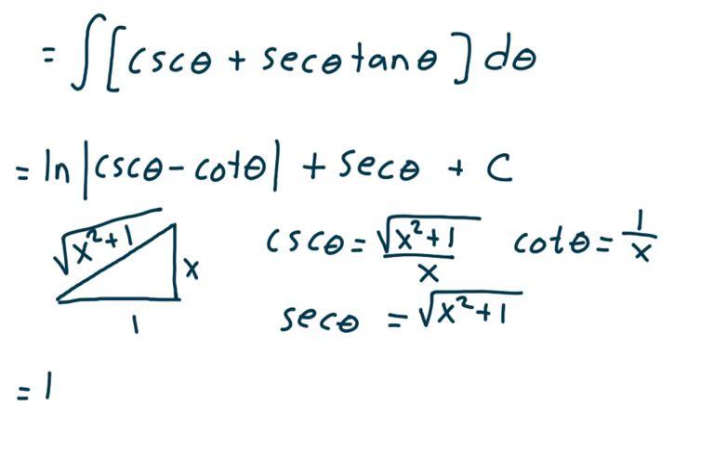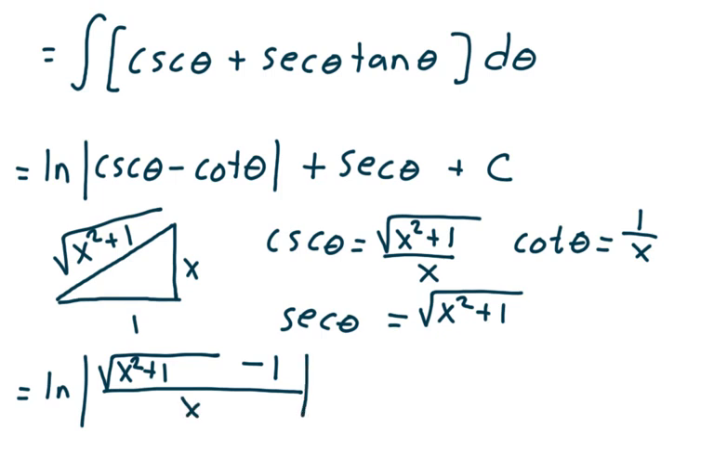And so this is natural log of the square root of x squared plus 1 minus 1 divided by x. Okay? They have the same denominator, so that's okay. Plus the square root of x squared plus 1. That's what secant theta is. And then we just have to add that c at the end.